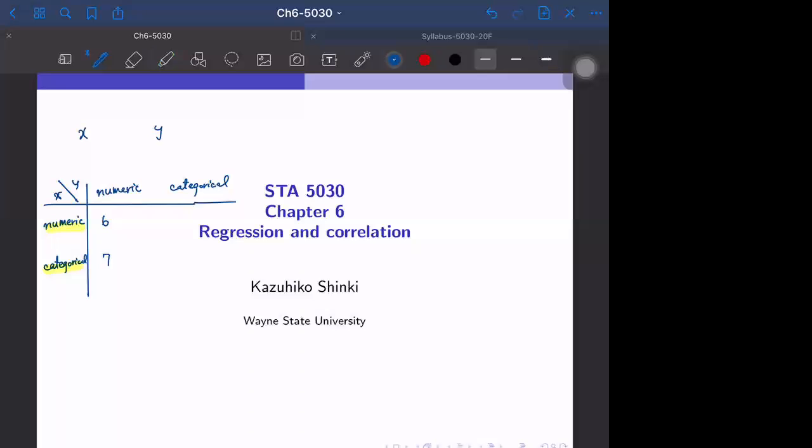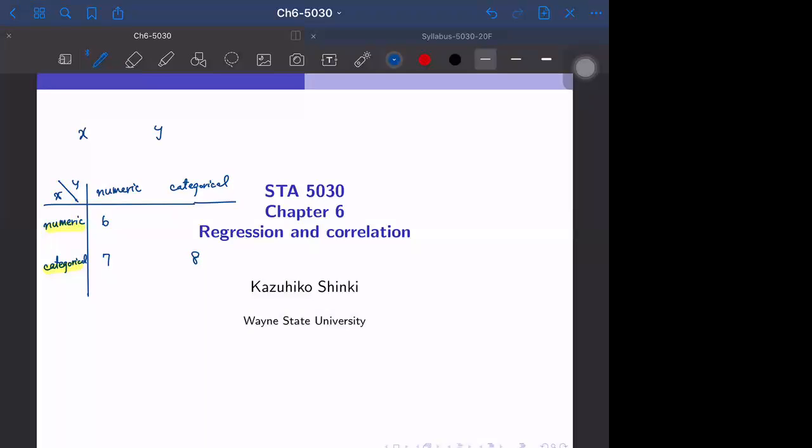And in chapter 8, we discuss the case that both X and Y are categorical. In such a case, we only have finite possibilities for the pair. So it's a pretty different analysis. And chapters 9 and 10 we skip, those are a little different topics.